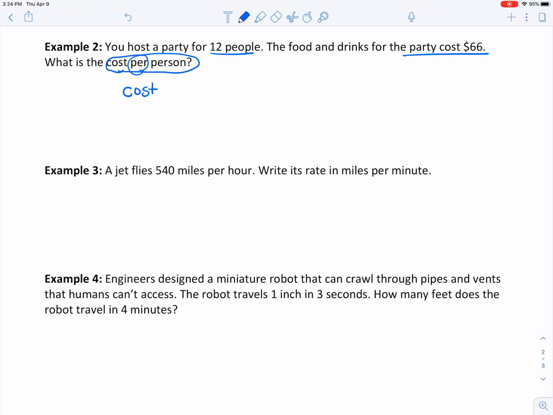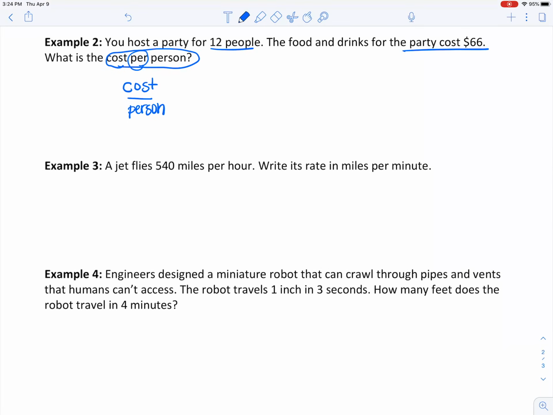That word per is kind of indicating like a fraction or like the second part of my rate. So I'm going to put cost on top and person on the bottom because that's how it is written in my problem. Okay? I know that it was $66 for 12 people. So that is my rate. Okay? Now, I need to figure out what is the cost per person.